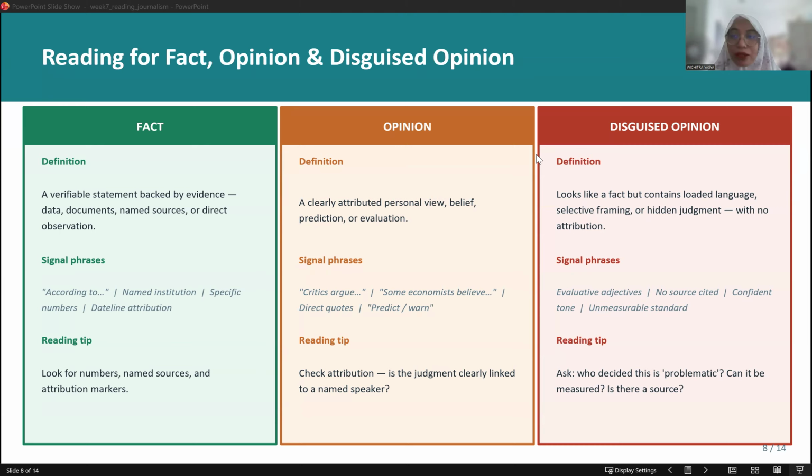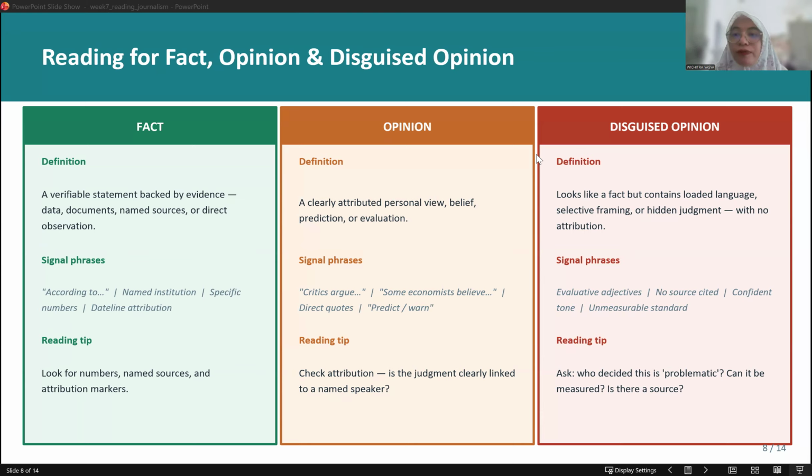So it's a fact because Pak Bambang said it. Or if it's direct, and if there's like predict or warn, usually they are opinion. So check the attribution. Is the judgment clearly linked to a named speaker? If they can't name the source, or the article doesn't name the source, usually it's an opinion. And it's a disguised opinion. It looks like a fact, but it contains loaded language, selective framing, or hidden judgment with no attribution.